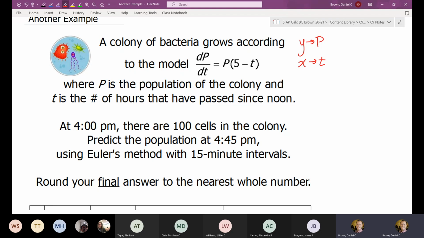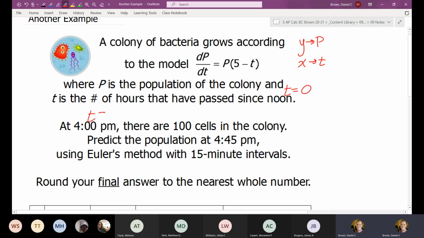It tells us at 4 p.m. there are 100 cells in the colony, and we want to predict the population at 4 p.m. It will always tell you the step size to use. We're using Euler's method at 15-minute intervals, and we'll finally round our final answer to the nearest whole number. I should have said t is the number of hours since noon. So we know that noon is basically t equals 0.